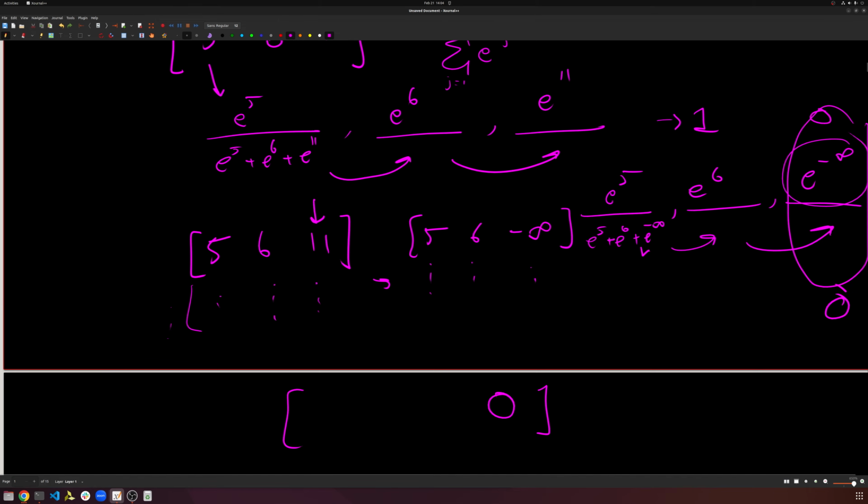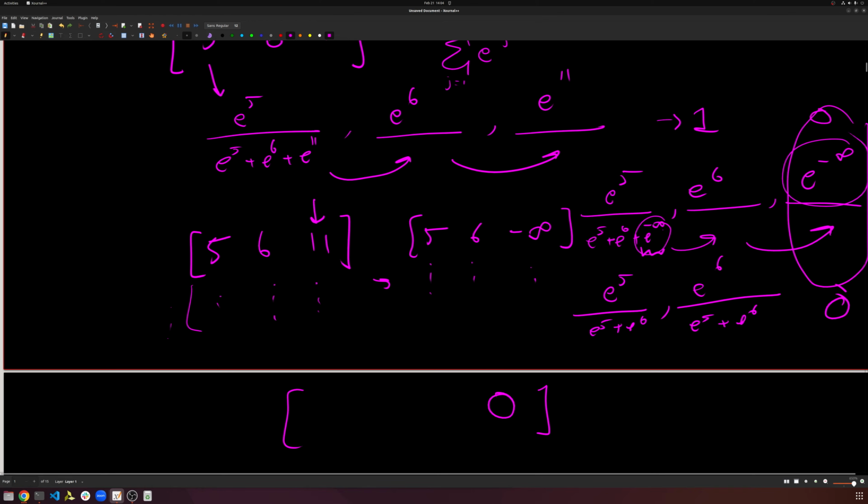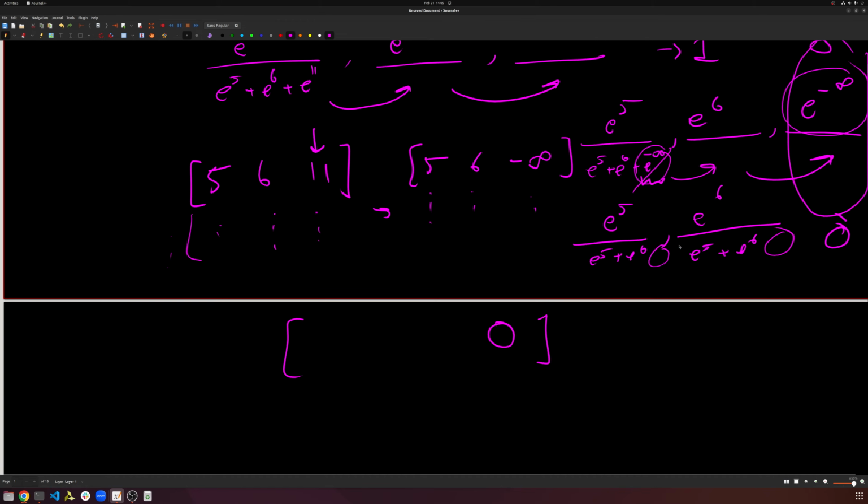Now notice here, we have an e to the negative infinity in the denominator. This is also 0. So all we're left with is e to the 5 over e to the 5 plus e to the 6. And then the next one will be e to the 6 divided by, again, e to the 5 plus e to the 6. Because this e to the negative infinity cancels out in both of them. So this term that was there goes away. They're zeroed out. And these two things sum to 1, right? E to the 5 over e to the 5 plus e to the 6. E to the 6 over e to the 5 plus e to the 6. And then the last thing was just 0. This all sums to 1.